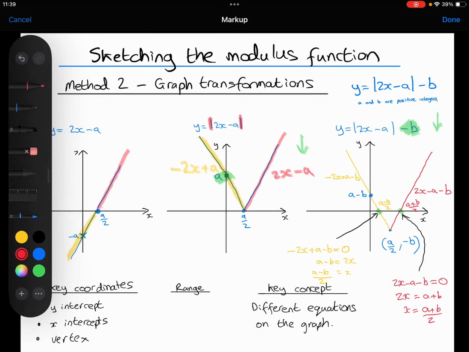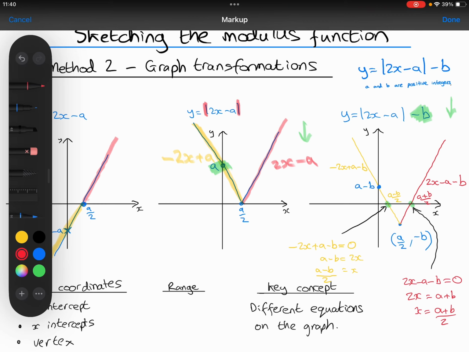So there we go. I have, via a series of graph transformations, drawn the graph of y equals the modulus of 2x minus a, minus b. I have marked on the y-intercept, the x-intercepts, and the vertex. I can say that the range of this function, the smallest y can possibly be, is minus b. So I can say that its range is that y is greater than or equal to minus b.